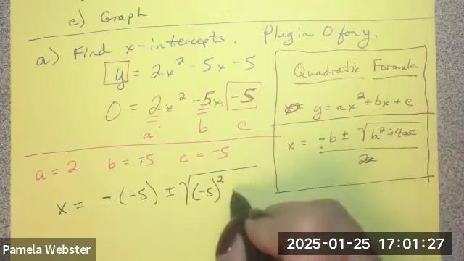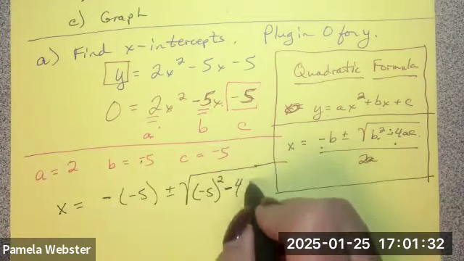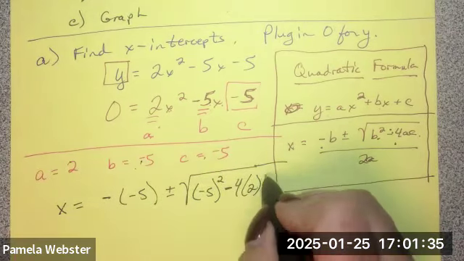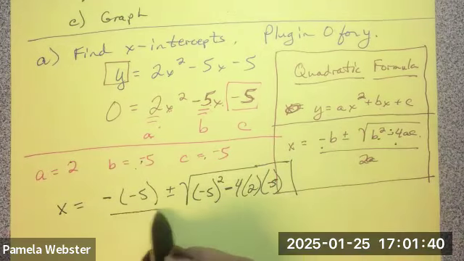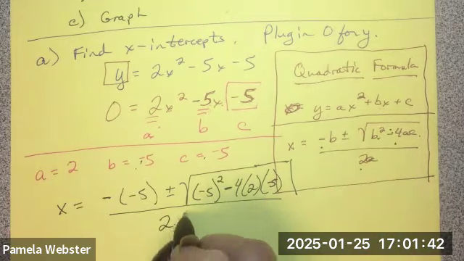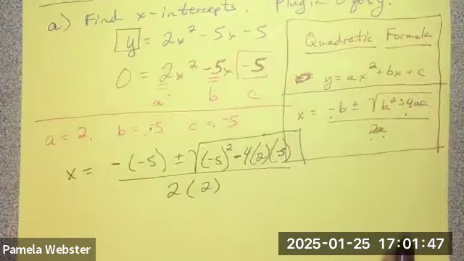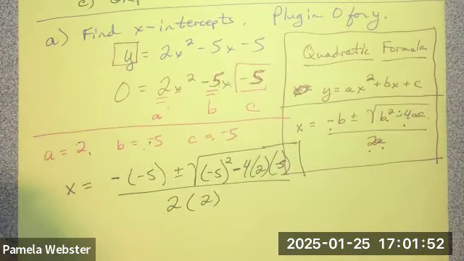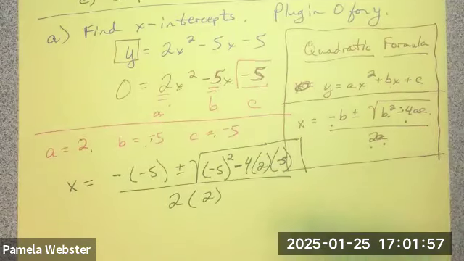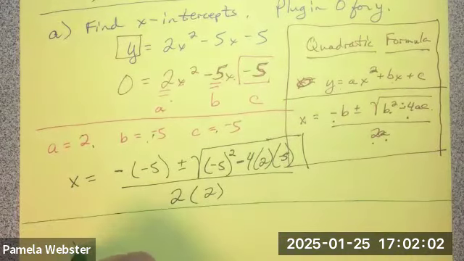Minus 4 from the formula. The a is a 2, and the c is a -5. I'm kind of out of space, I apologize. All over 2 from the formula, and the a is a 2. So I just plugged it in. We call it plug and chug in math. Normally I find students are pretty good at plugging and chugging as long as they know what they're supposed to be doing, like knowing to use the quadratic formula here.